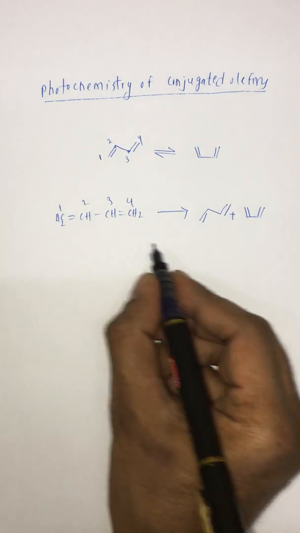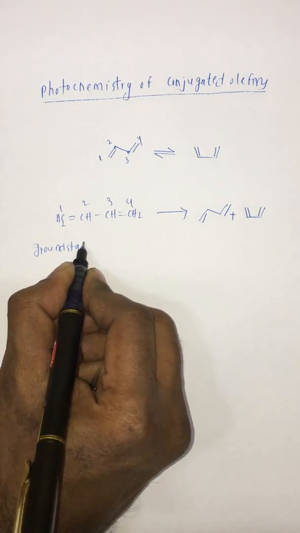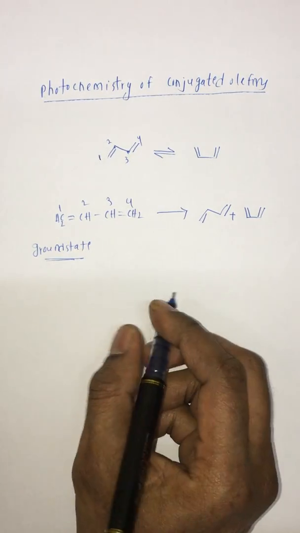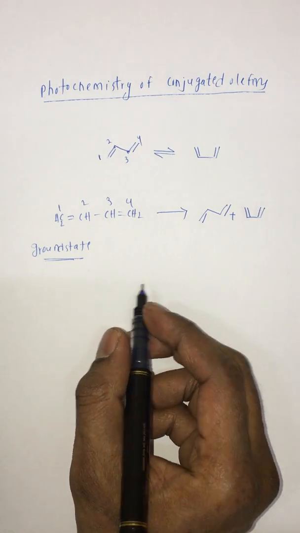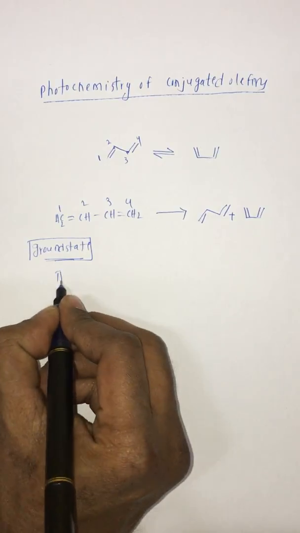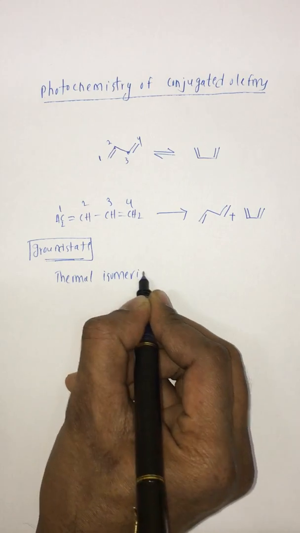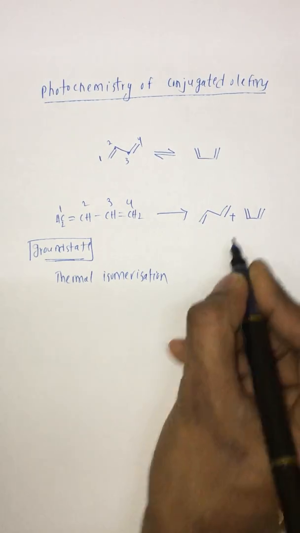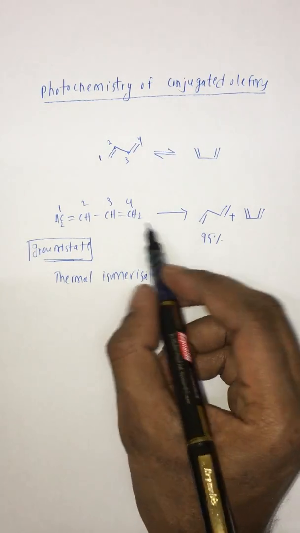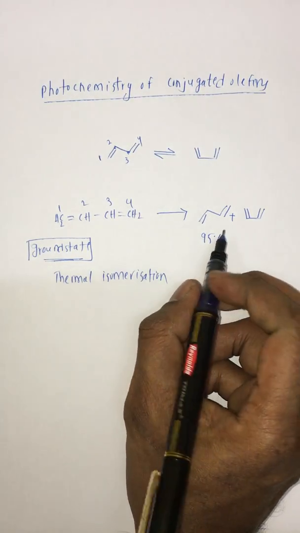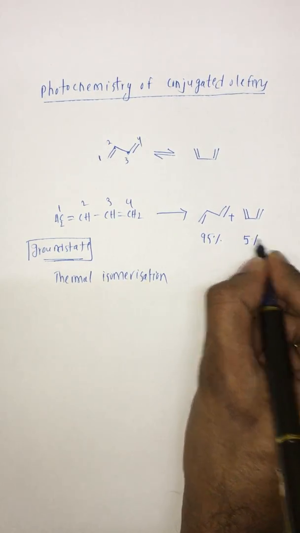So at ground state, it is a thermal conversion. We can call it a thermal isomerization at the ground state. So 95% of trans will exist. 1,3-butadiene will exist as 95% trans at the ground state. Only 5% will be the cis.